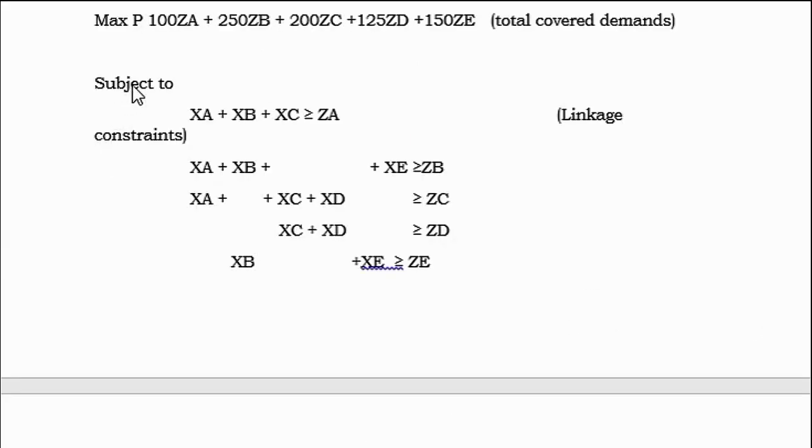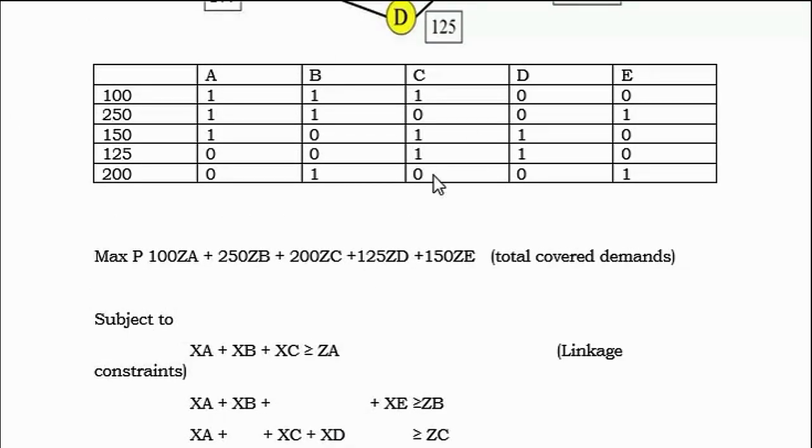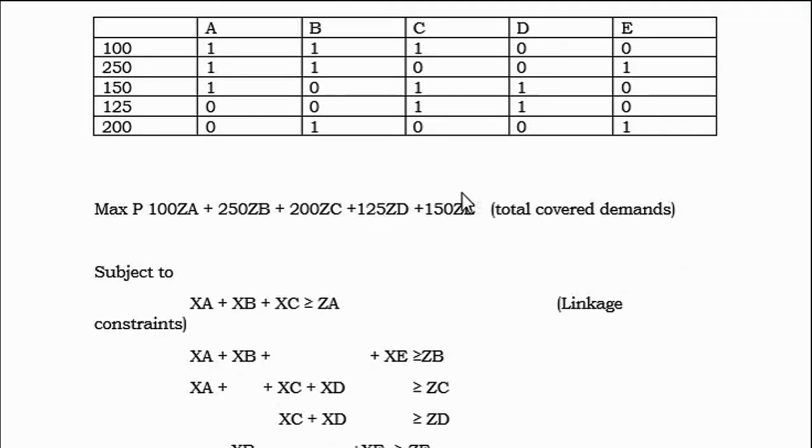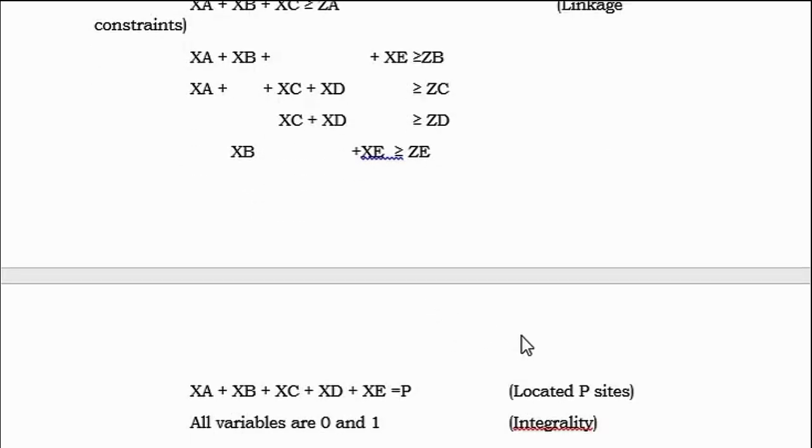So we have the subject to. We have this linkage constraint. As you can see in our example, it is the same as example 1. Look at the table to see whether a node is covered or not. And we have the located P sites: XA plus XB plus XC plus XD plus XE is equal to P. And the integrality is that all variables are 0 and 1. So that's all.